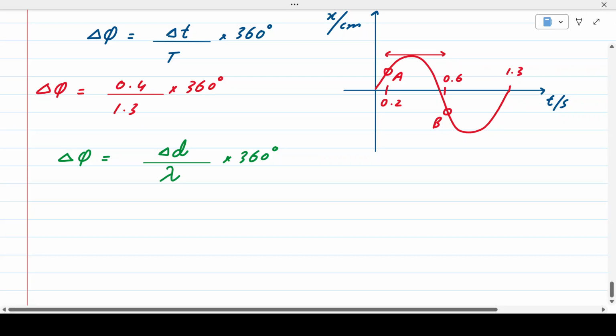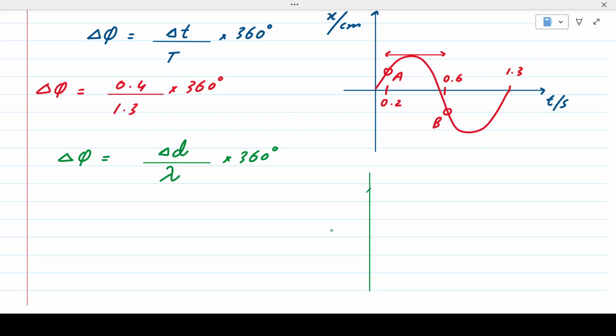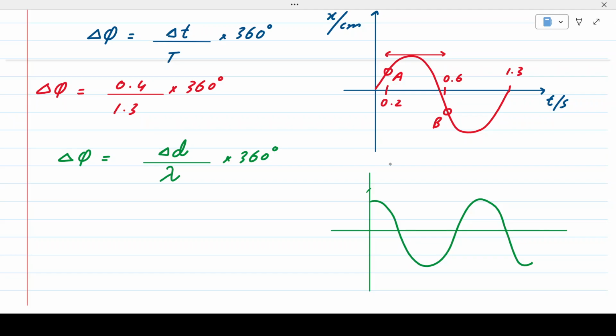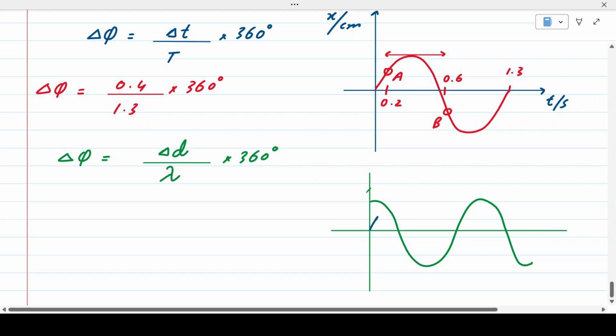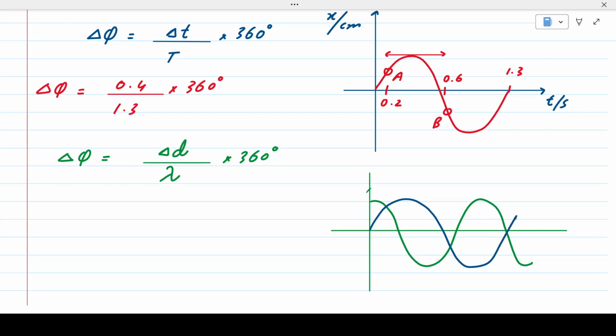So there is phase difference of a single point, phase difference between 2 points, and the last variation, phase difference between 2 waves. So let's say you have one wave that looks something like this, and the other wave that looks something like this. How do you find the phase difference?